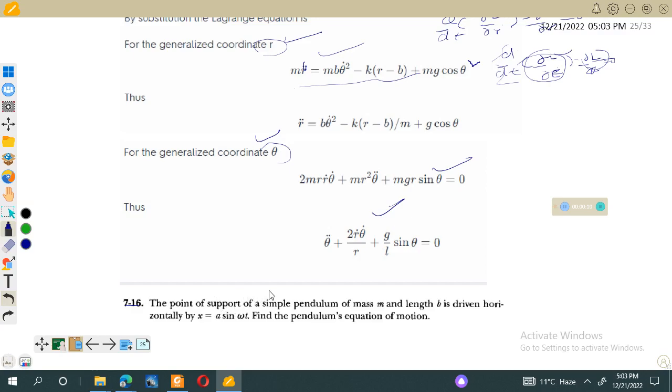In this lecture we will discuss the solution for problem number 7.16. The point of support of a simple pendulum of mass m and length b is now driven horizontally by x is equal to a sine omega t. Find the pendulum equations of motion.